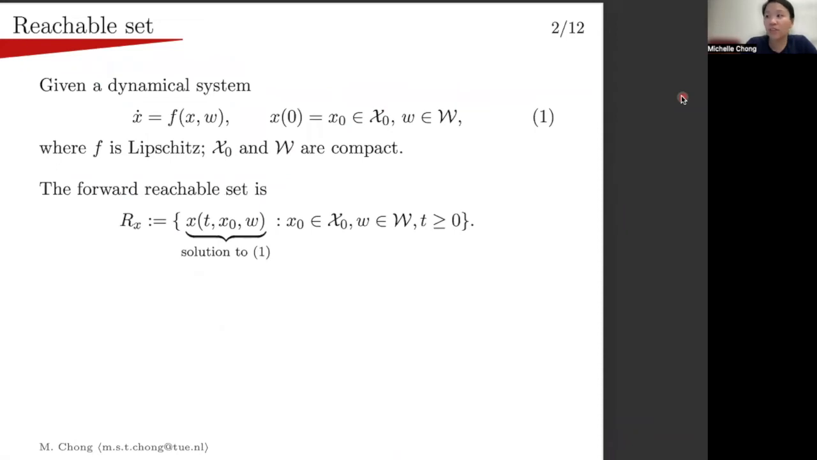The reachable set of a dynamical system with inputs contains all the solutions of the dynamical system for all initial conditions and inputs of interest. More specifically, for a dynamical system depicted here, the forward reachable set is the set of all solutions to (1) for initial conditions and inputs that reside in given compact sets X0 and W.